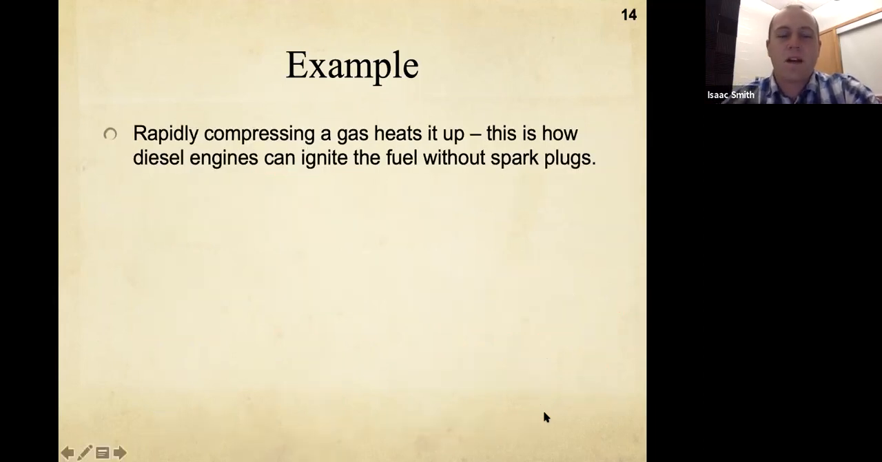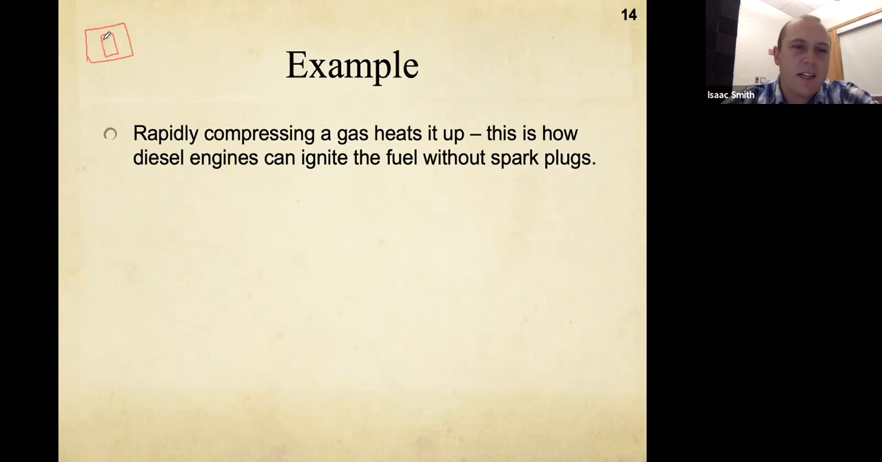Okay, here's another example. We'll go through this. So rapidly compressing a gas heats it up, right? So if you've kind of learned about diesel engines before, well, let's just talk about a normal engine, okay? So in a normal engine, you have what's called a cylinder, and then you have a piston, right? You might have heard this. Maybe you've seen cars, they talk about pistons.